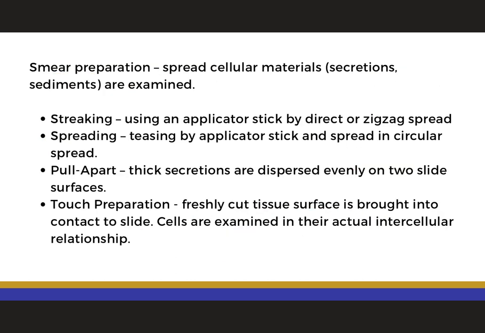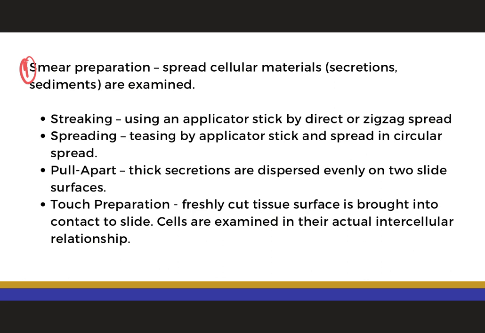So moving forward to smear preparation. So smear preparation, this is a process of examining sections or sediments whereby cellular materials are spread lightly over a slide by means of a wire loop or applicator or by making an apposition smear with another slide. So this technique is especially used in cytological examinations, particularly for cancer diagnosis. So what are the different methods of smear preparation? We have streaking, spreading, pull apart, touch preparation, or impression smear.